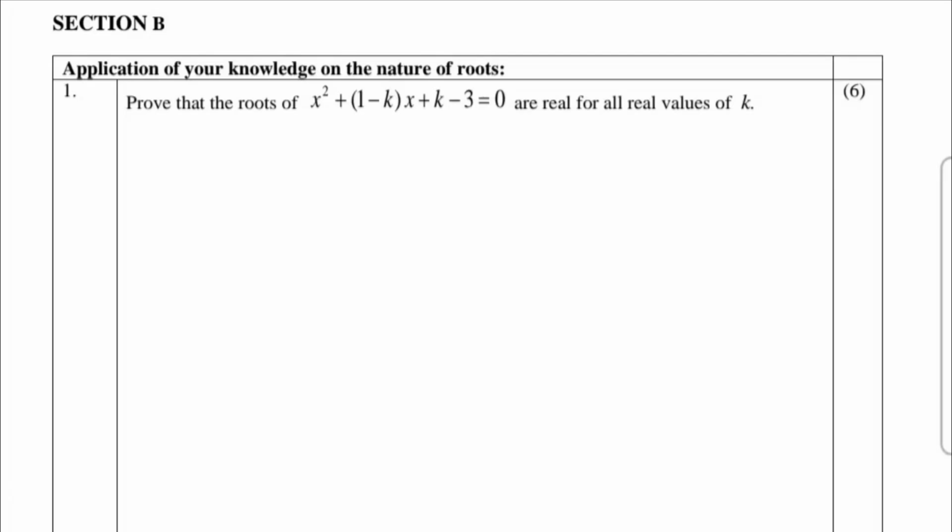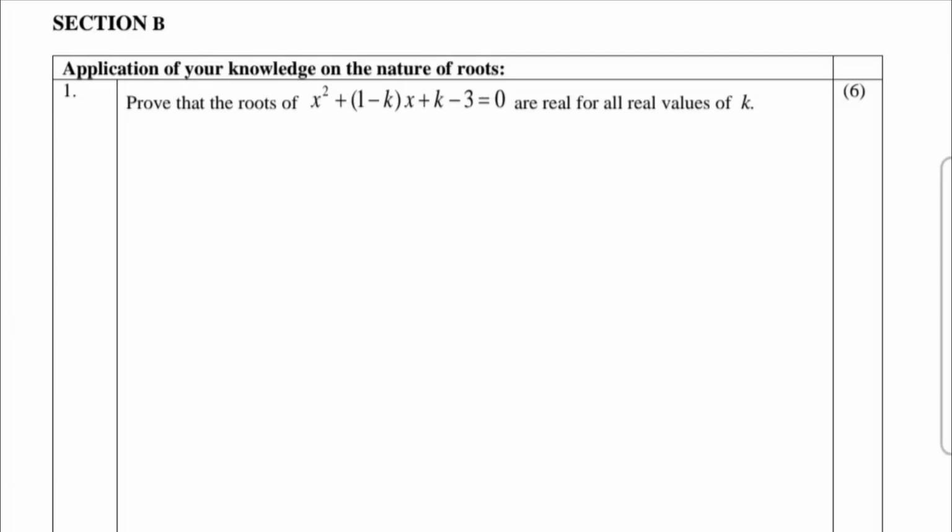and c. So a is the coefficient of whatever x squared is. Now, if you look at your term with x squared, there's nothing in front. So your a value is actually 1. Your b value is the coefficient of x. What's in front of x is 1 minus k. And the c value is any terms that do not have x in it. So here our terms without x is k minus 3.